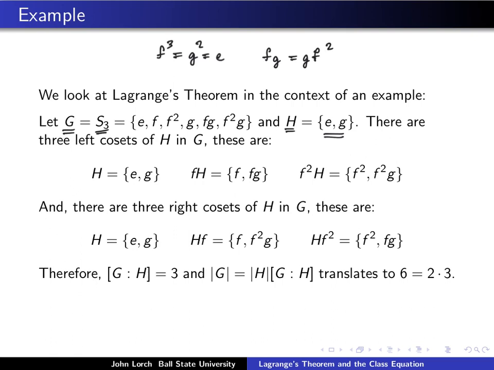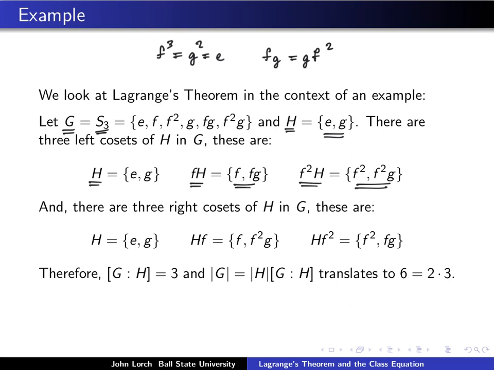Okay, so let's look at the left cosets of H in G. One of those is just H itself. We can also compute f times H, which means we're taking everything in H and multiplying by f on the left to get this. And then we also have f squared times H, which yields this. Now we could go on and compute other left cosets, but those would just give us repeats of the three cosets that we have here. Notice that these three cosets together are disjoint, and their union gives all of the group G.